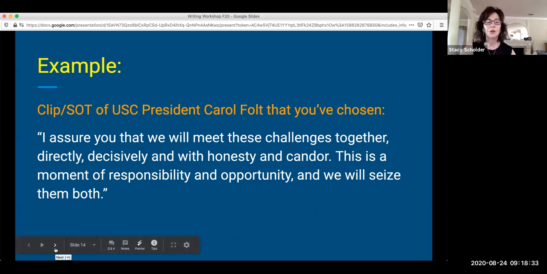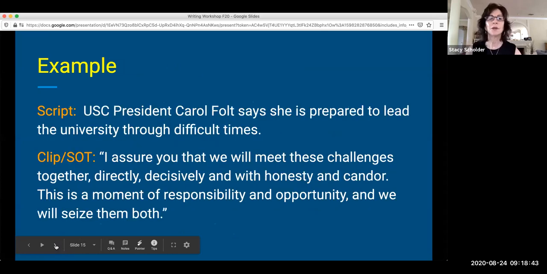So how are we going to write into that? What's going to be our sentence that leads into this soundbite? Okay, so we might have something like this, very simple. USC President Carol Folt says she's prepared to lead the university through difficult times. All right, so we're not saying exactly what she says. We identify who it is that's going to be doing the talking, who's going to be in the soundbite, and we prepare our viewer, giving the viewer and listener the gist of what we're going to be talking about here.